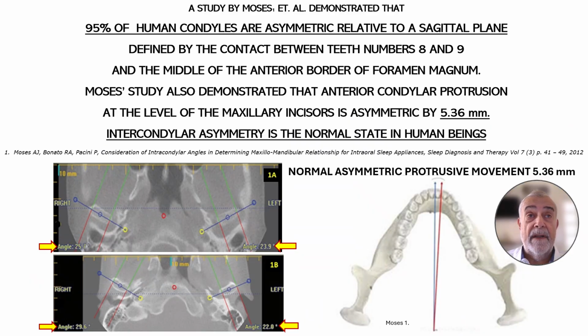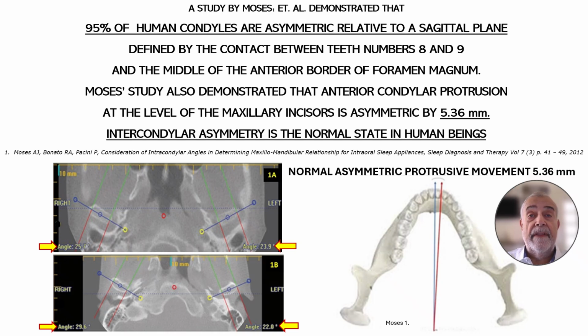A seminal study by Moses et al. demonstrated that 95% of human condyles are asymmetric relative to a sagittal plane, defined by the contact between teeth numbers 8 and 9 and the middle of the anterior border of foramen magnum. So you see that when you look, the computer prints it out, when the CT registers it, you can see, based on these yellow arrows, that the condyles are usually asymmetrical relative to the skull.